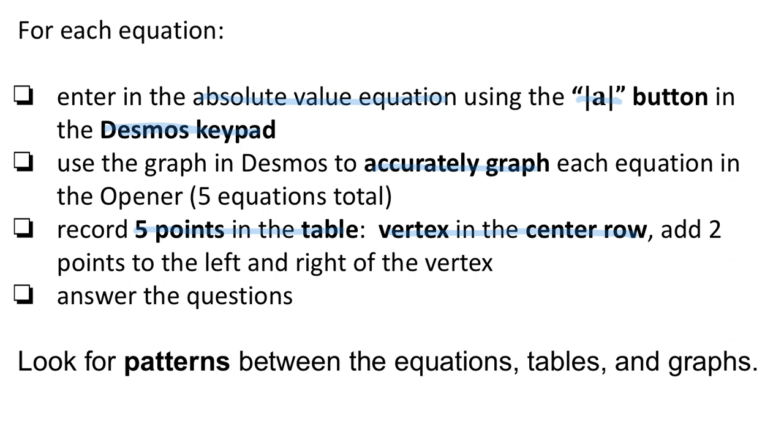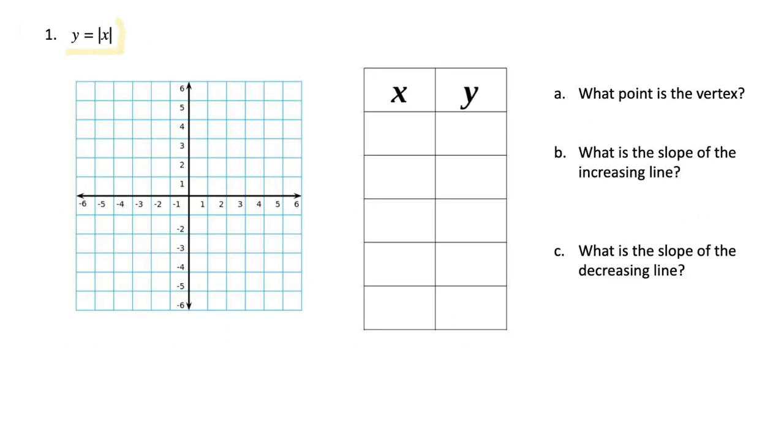And then you're going to answer 3 questions about the vertex and the slope of the increasing and decreasing side. You want to look for patterns throughout this so that we can make connections between the equations, tables, and graphs of absolute value functions. The first equation is y equals the absolute value of x. You need to go to Desmos to graph that.